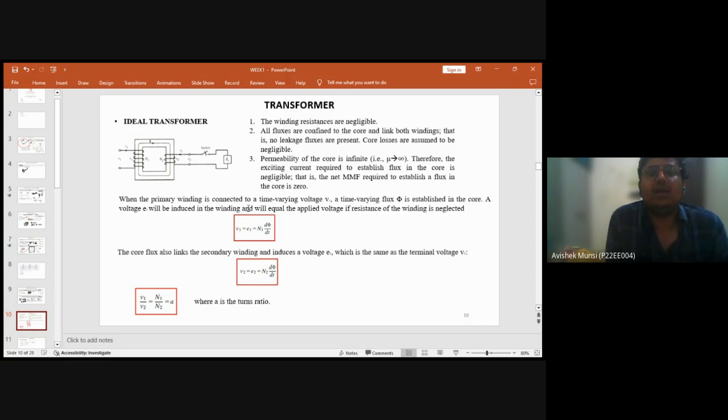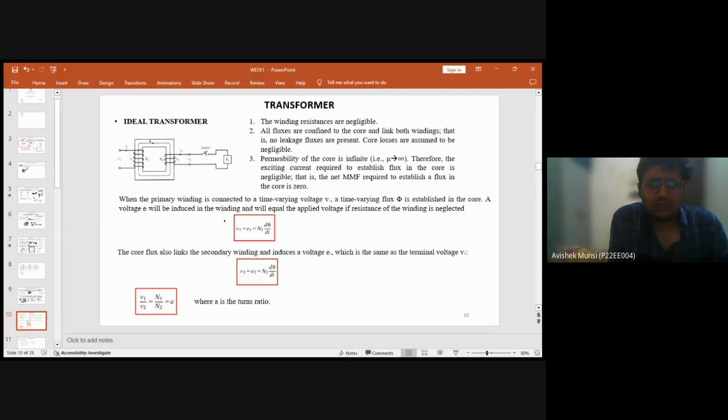Another thing is that the permeability of the core is infinite. That's why we can say that the exciting current, whenever flux is flowing through the primary side coils and a flux is induced, required to establish the flux in the core is basically negligible, since the permeability is infinite. So these are the basic laws and formulas I will discuss, and then I will solve some numericals.